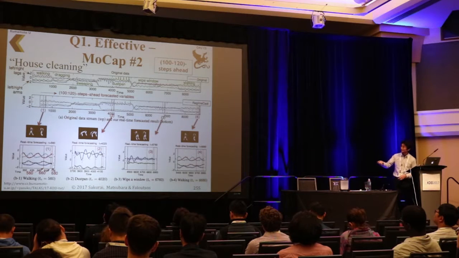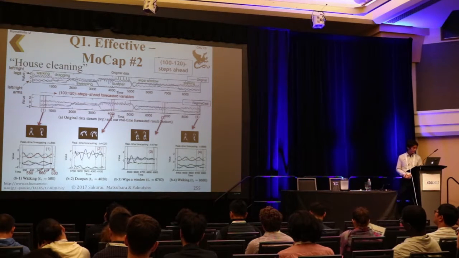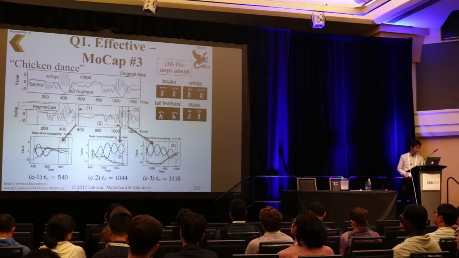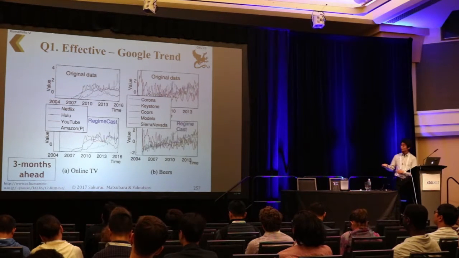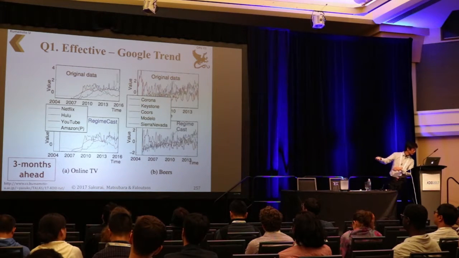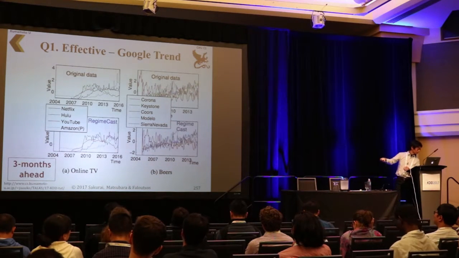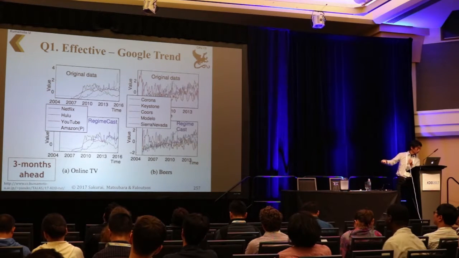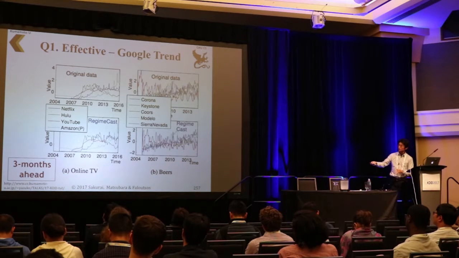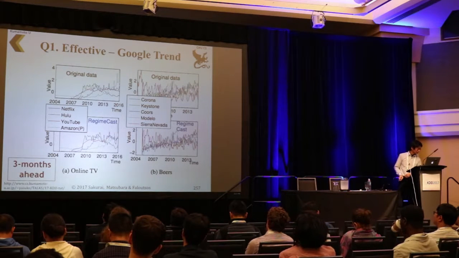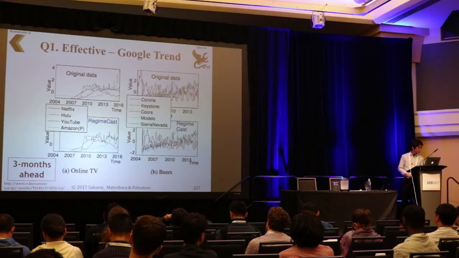And this is another experimental result, mocap and chicken dance. This is the experimental result of Google Trends, the search volume for 4 keywords: Netflix, Hulu, YouTube, and Amazon. This is the original data, and this is the result of 3 months ahead forecasting. We can say that this algorithm knows which is a hot topic 3 months later.